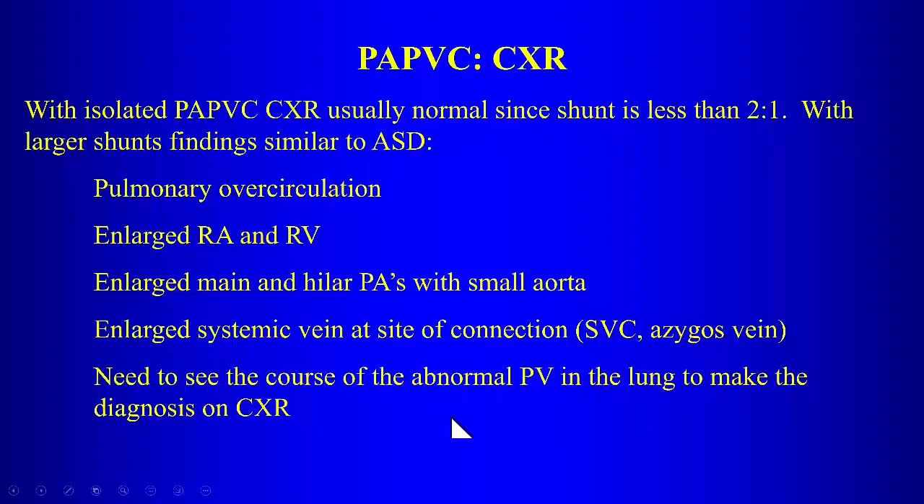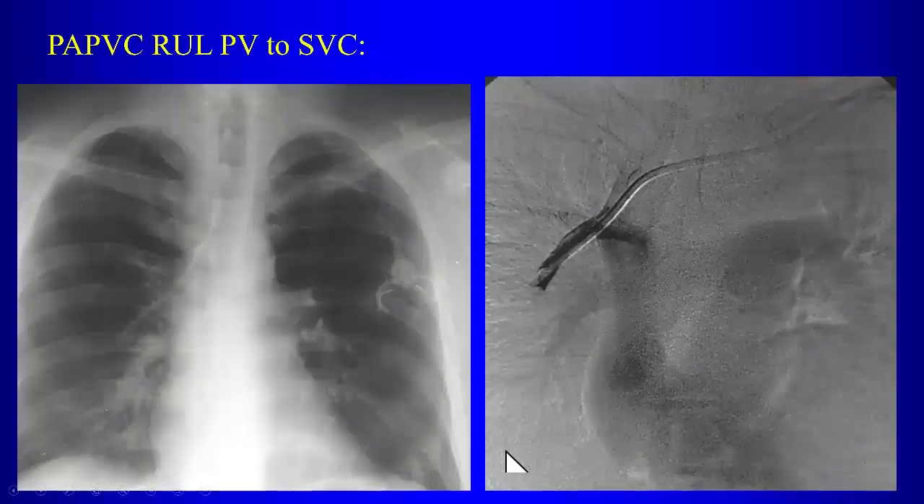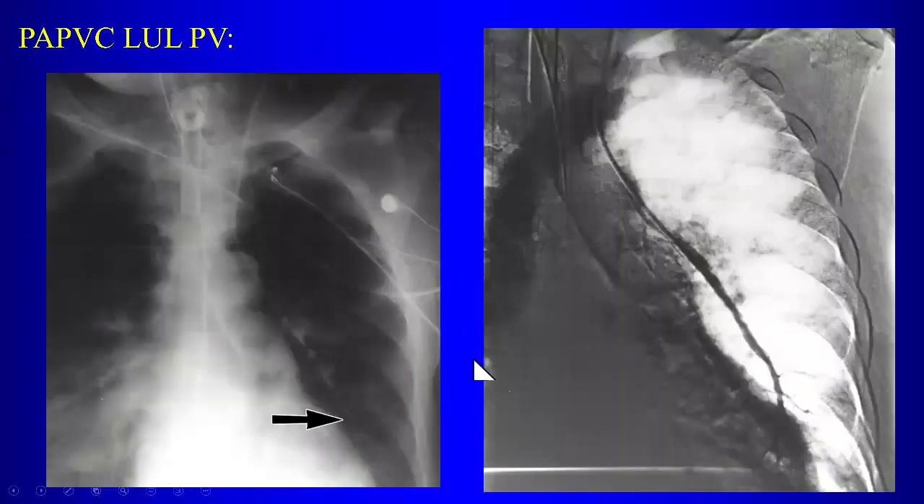But as I've said, if they're isolated, usually there isn't enough shunting, because you need at least a 2-to-1 shunt before we actually see these changes on the chest radiograph. So here's that case we saw earlier, a catheter going out to an anomalous right upper lobe pulmonary vein. Here's another example, this one going into an anomalous pulmonary vein on the left side, as the catheter is sneaking into that, okay?